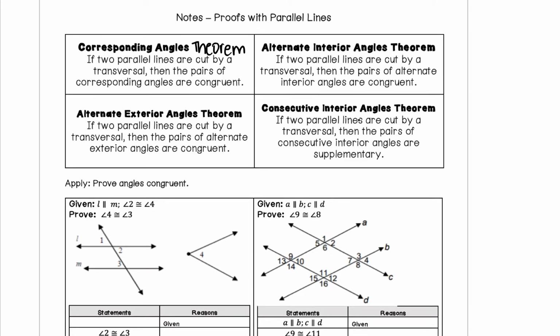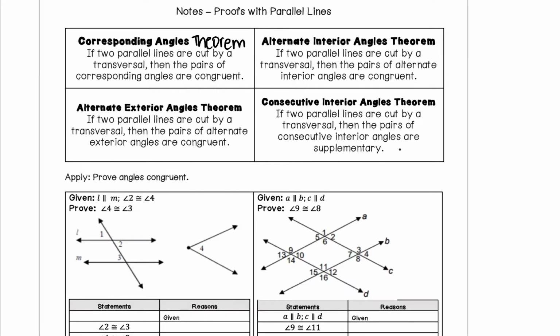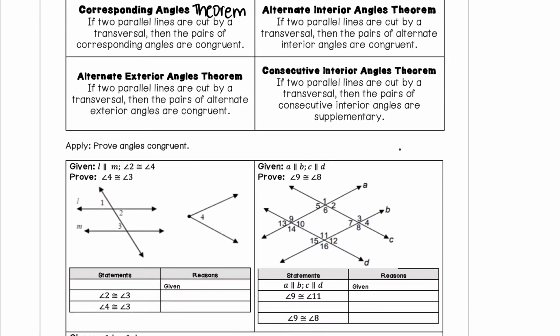So on top is just a review of the four theorems that we've already touched on: corresponding angles theorem, alternate interior angles theorem, alternate exterior angles theorem, and consecutive interior angles theorem. These theorems all stated that if two parallel lines are cut by a transversal, then we know that these pairs are either going to be congruent for those top three or supplementary for consecutive interior angles. And we've already practiced with those, so now we're just going to use those to help us prove things.